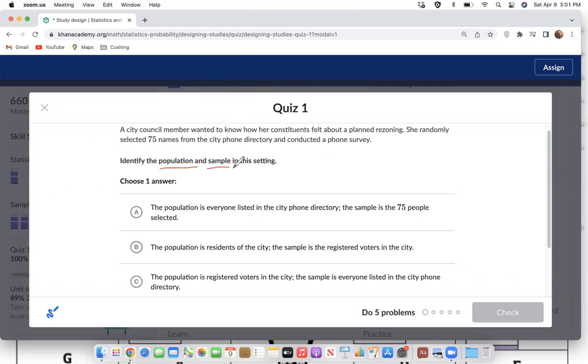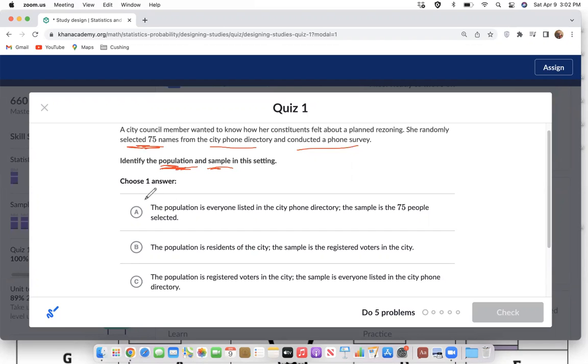So the population, those are all the people we're interested in learning about. And every person in the population should have an equal chance of being selected. So in this case, because we're looking at a phone directory, we can only consider people in the phone book as the population, right? Because those are the only people that had a chance of being selected, and every person in the phone book had an equal chance of being selected. So to me, it seems like the population is going to be anyone that's in the phone directory, and the sample is going to be these 75 names.